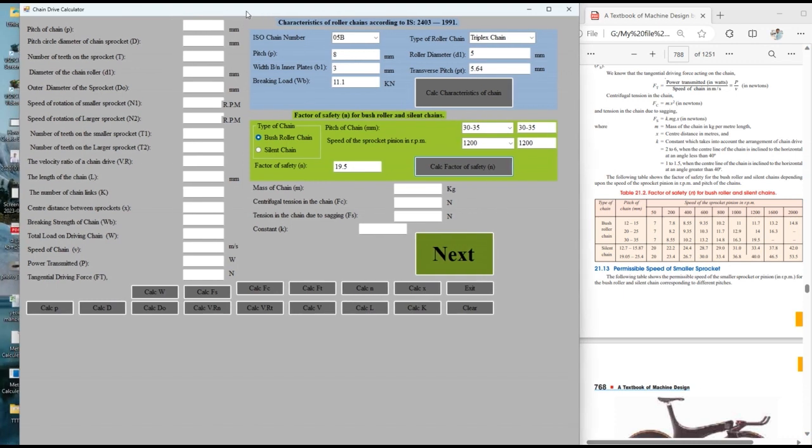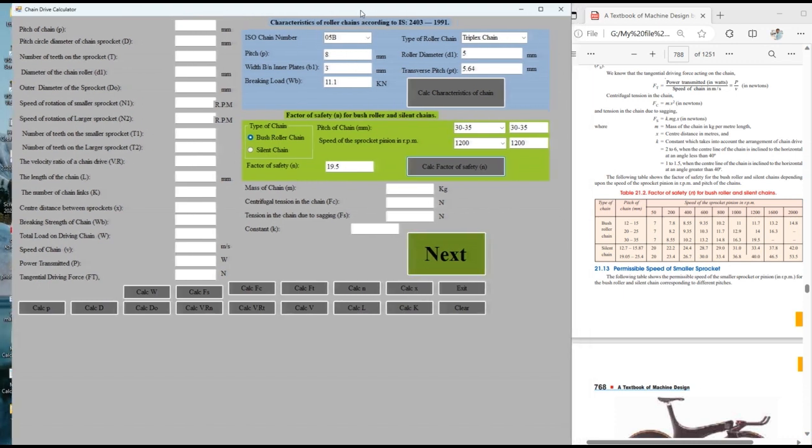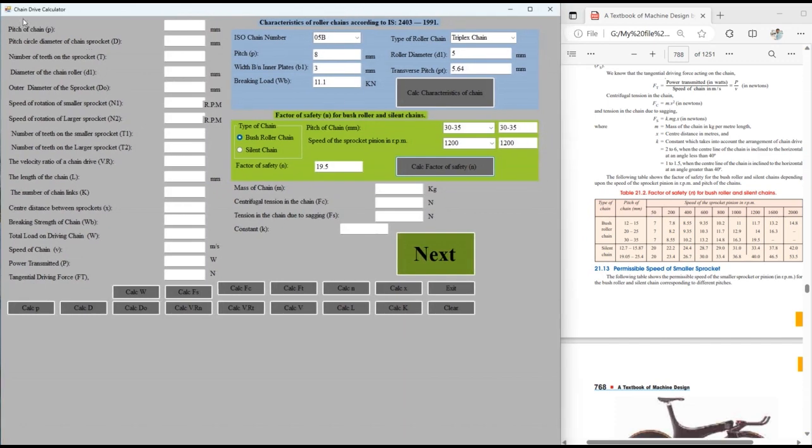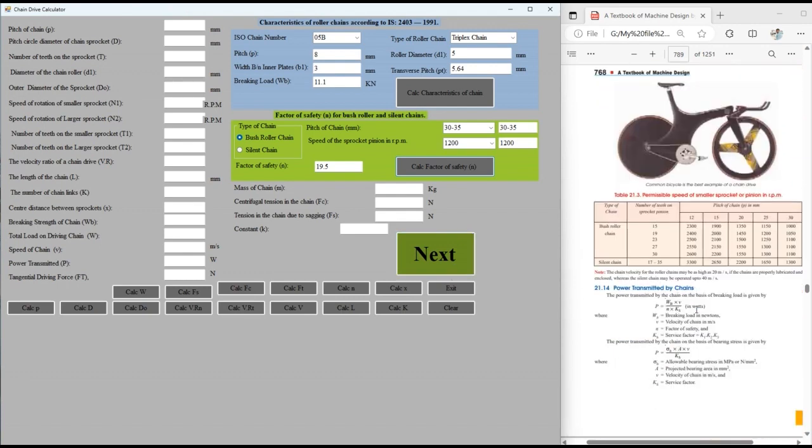These are some of the introductory parts of my application, chain drive calculator. Here there are also other calculations you have to check, then click.